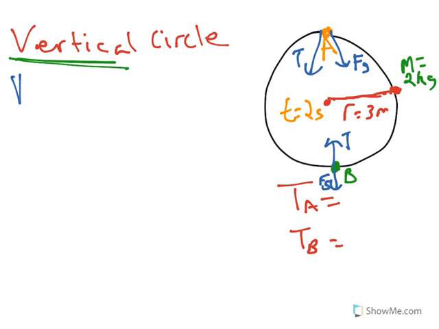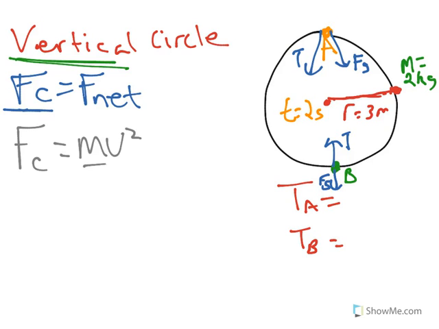The second thing we have to recognize is that the centripetal force is equal to the net force on the object. So first, let's find the centripetal force. Centripetal force is equal to mv squared divided by r. But unfortunately, I don't have a v, so I've got to find that.